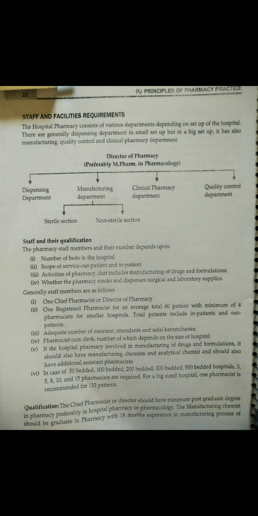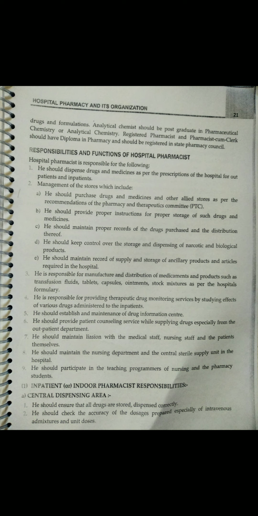Now qualification. For the chief pharmacist, there is a postgraduate degree in pharmacology or hospital pharmacy. For the chemist, there is graduation and 18 months of experience in manufacturing. For the analytical chemist, graduation or postgraduation in pharmaceutical chemistry. So this is all. Now pharmacists who have done the diploma in pharmacy or degree in pharmacy are registered with the PCI or state pharmacy council. Next, what are the responsibilities and functions of the hospital pharmacist?